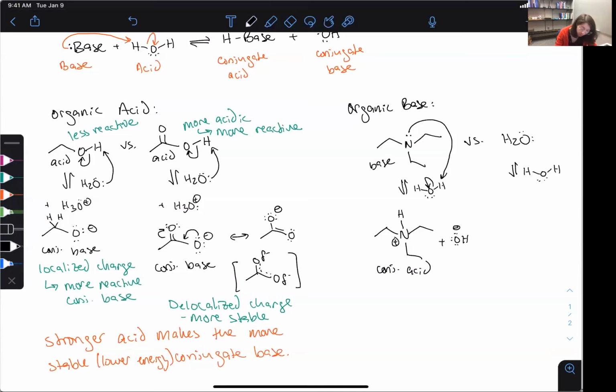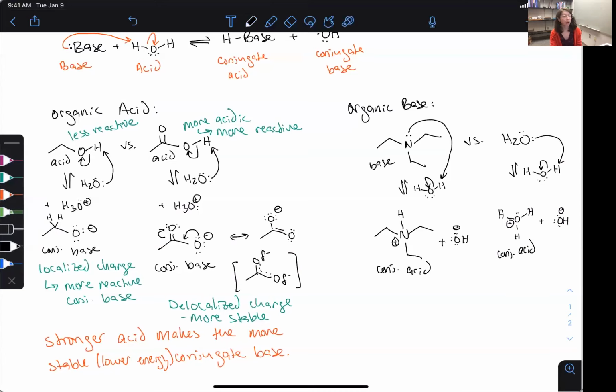Okay, and then for the water side, same exact thing. We're going to take the lone pairs of the oxygen, form a new sigma bond to H, break that OH bond, and put it onto the oxygen. So then that's going to give us H3O plus, OH minus. Okay, and we've got our conjugate acid here.